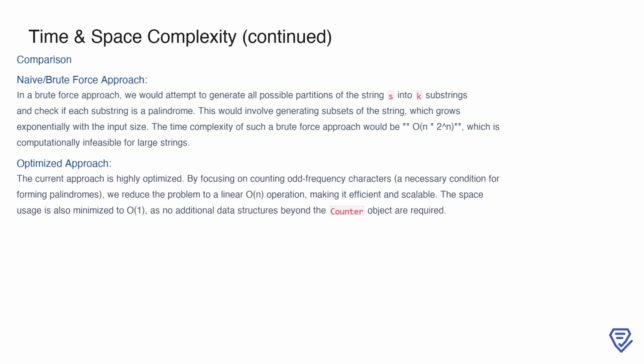In contrast, the optimized solution focuses on the necessary condition of counting characters with odd frequencies, reducing the problem to an O(n) operation. This optimization not only makes the solution scalable but also minimizes space usage to O(1), by avoiding the use of additional data structures beyond the Counter object. As a result, the current approach is both efficient and well-suited for this problem.